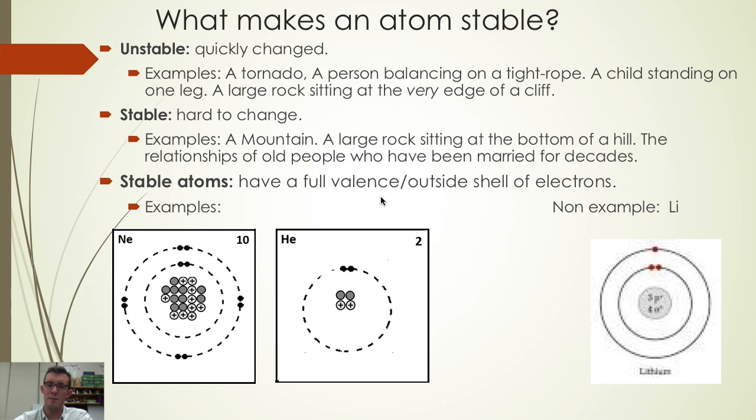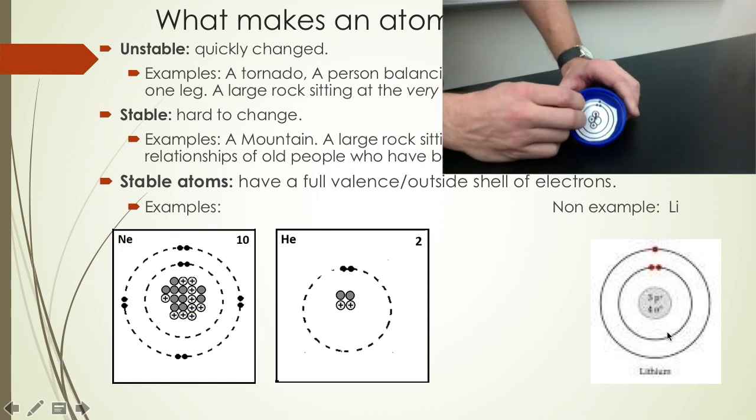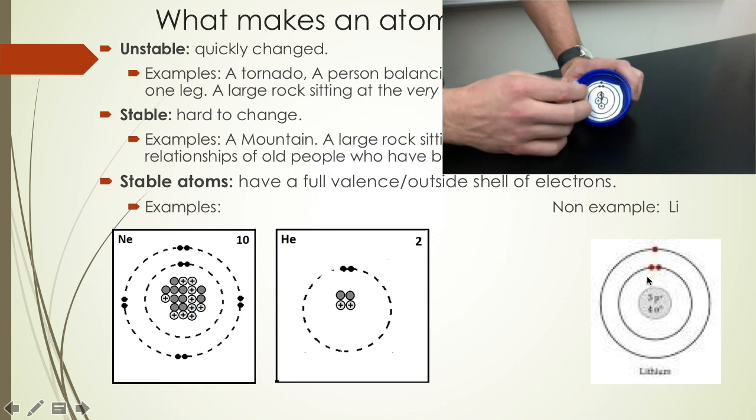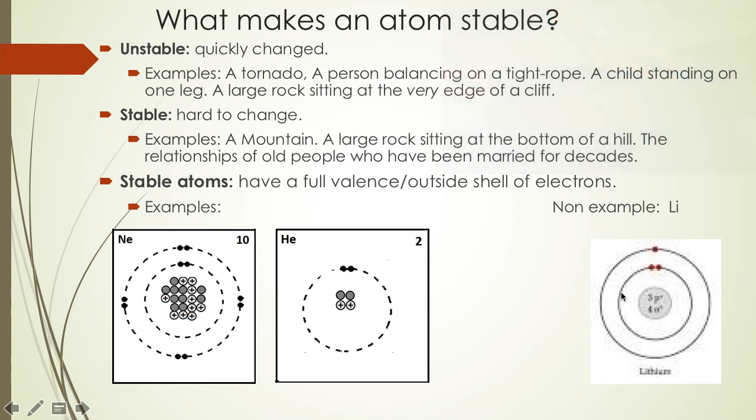Stable atoms tend to be stable because they have full valence or outside shells of electrons. Examples of stable atoms would be things like neon, which, if you look at its outside shell of electrons, has a completely filled valence shell. Or helium, which has just a single outside shell of electrons, which is completely filled. Whereas an unstable atom would be something like lithium, which has an inner shell filled with electrons, but its valence shell, its outside shell, is not completely filled.